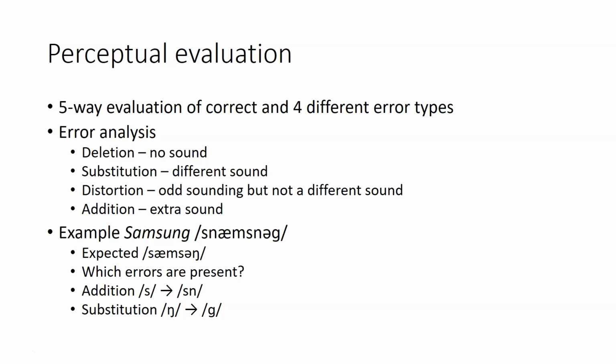So in the case of Samsung being produced as "Snam Snug," we have an addition. In both cases where there's supposed to be an S at the beginning of a syllable, we get an SN instead. And then there's also a substitution. In the case of having the ng at the end, that velar nasal, we get the G sound instead.